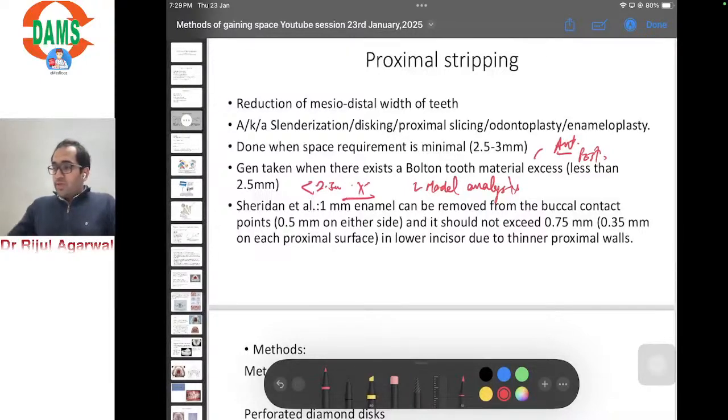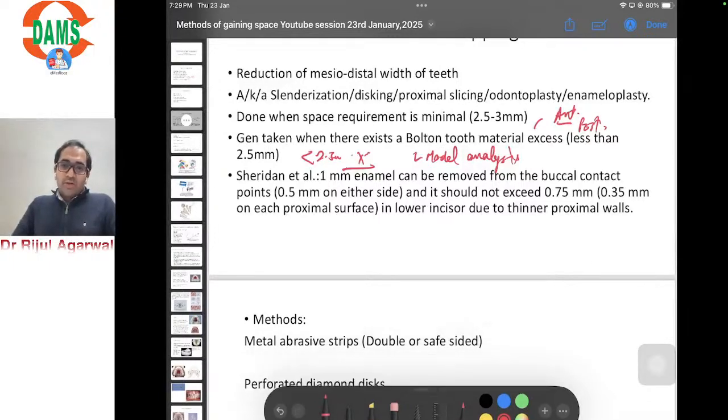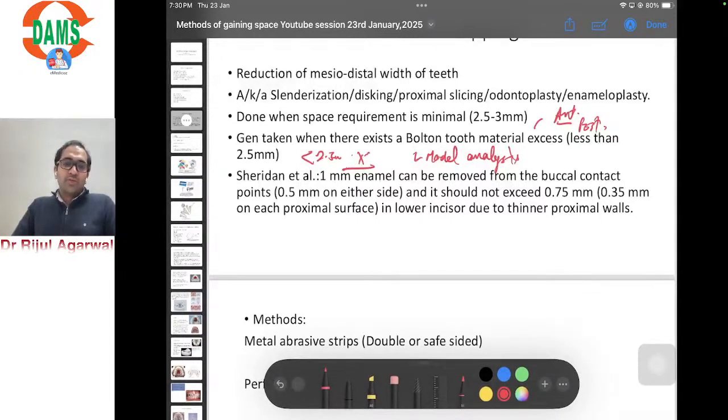So how much stripping can be done? How much amount of enamel can be removed? According to Sheridan, approximately 1 mm of enamel can be removed from the buccal contact point, that is 0.5 mm on either side, and it should not exceed 0.75 mm, that is 0.35 mm on each proximal surface in lower incisors due to thin proximal walls. What will happen if we reduce more? There is a chance of pulp exposure in those teeth. That's why the enamel reduction in lower incisors should be minimal in nature.